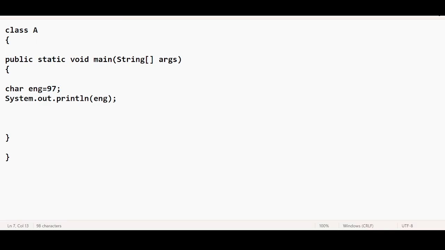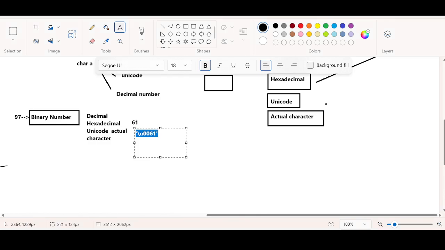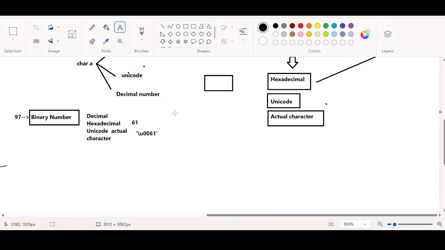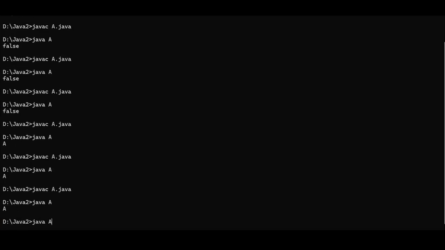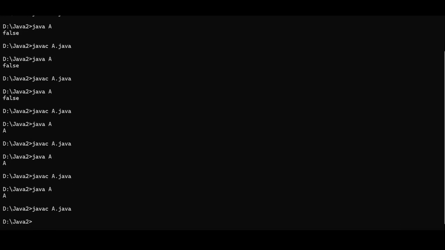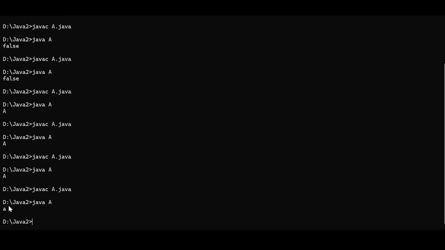This Unicode for the 97 has a special mapping. In the Unicode system, some letter has been mapped to this number, and that letter will be displayed on the console. Let us see what is the letter that is getting displayed on the console. A, small a.